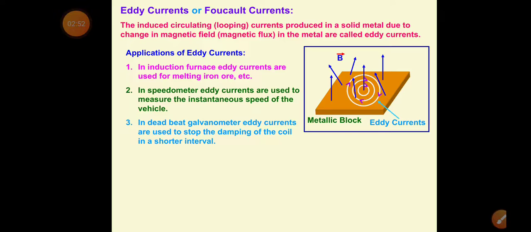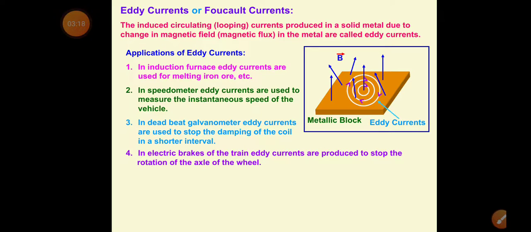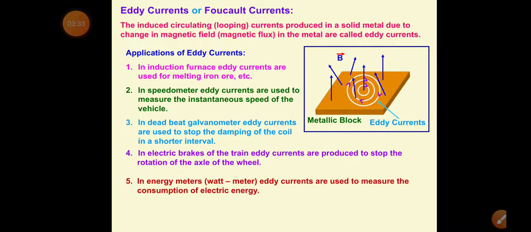Just like we discussed in the case of the moving coil galvanometer, there are two spiral springs to bring the coil back to its previous position. In the same way here also, this concept helps the pointer to be brought back to the previous position. Fourth, in electrical brakes of the train, eddy currents are produced to stop the rotation of the axle of the wheels. So, in short, we can say that it can be used as a braking system.